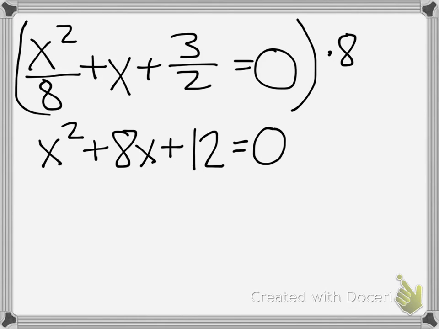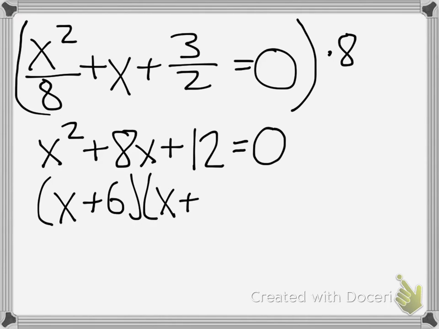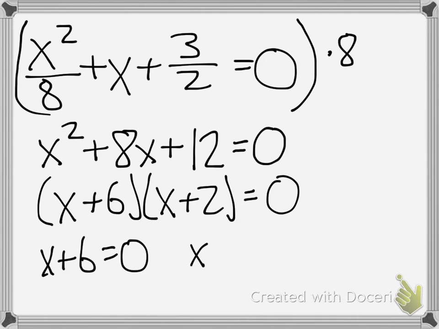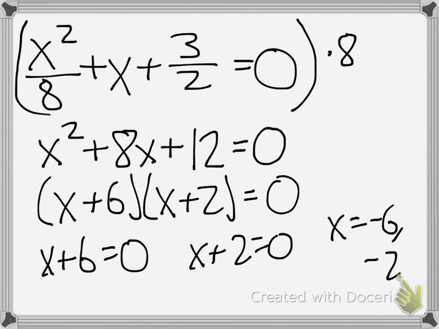Now I can factor this. I think to myself, what two numbers can I multiply and get 12 that add up to 8? That'll be 6 and 2. x plus 6, x plus 2. So I have either x plus 6 equals 0 or x plus 2 equals 0. So x is equal to -6 or -2.